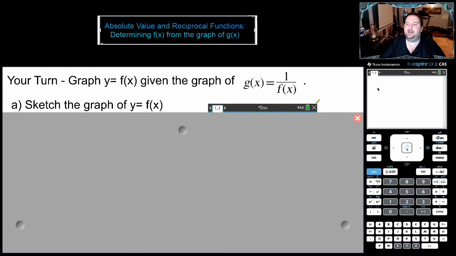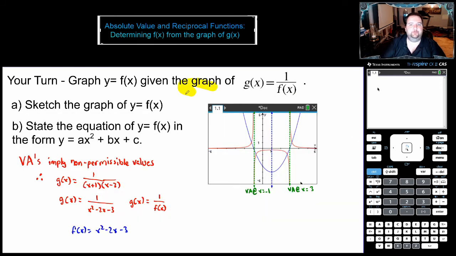Okay, welcome back. Let's go through the solution. So what I did here is first I found my vertical asymptotes. So that's these dashed green lines here. And my vertical asymptotes were x equals -1 and x equals 3.